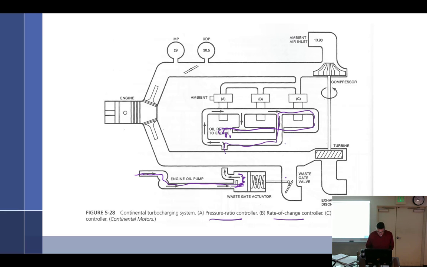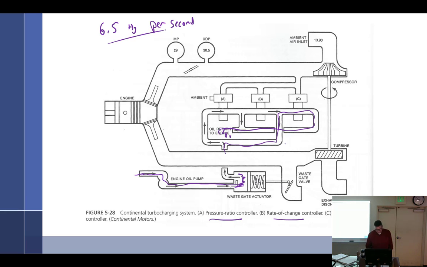Now the opened absolute pressure controller bleeds off oil at the wastegate, causing the turbo to slow and stabilize upper deck pressure. If upper deck pressure increases at a rate of more than 6.5 inches of mercury (Hg) per second, then which one's going to open? The rate of change will open, bleeding off oil, lowering the turbo, opening the wastegate and slowing the turbo. This prevents what? Overboost.